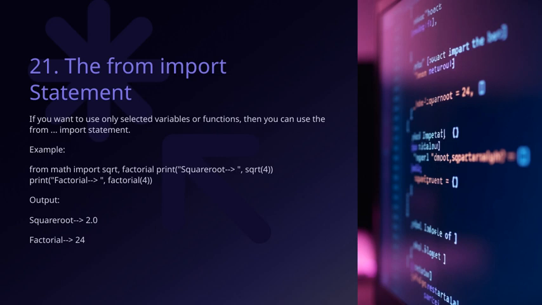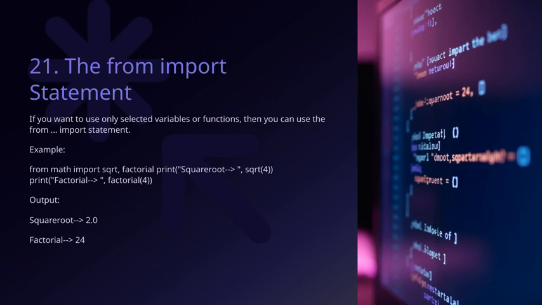Then, we can directly use these functions without prefixing them with math. For instance, print the square root of 4 or the factorial of 4. The output will be the square root, which is 2, and the factorial, which is 24. This approach keeps our code cleaner and more focused on exactly what we need, making our scripts more efficient and easier to read. It's a handy way to selectively bring in only the parts of a module that are relevant to our task.